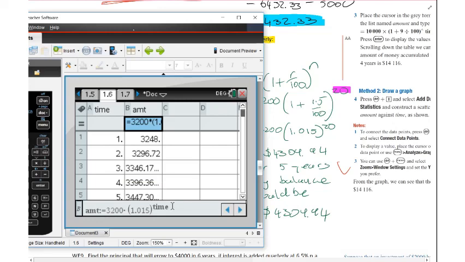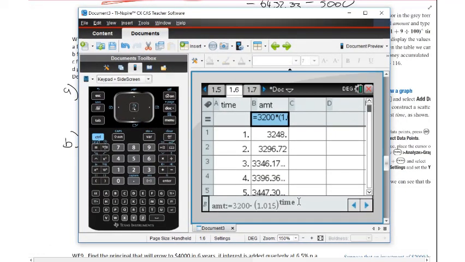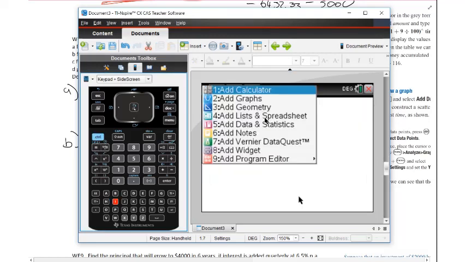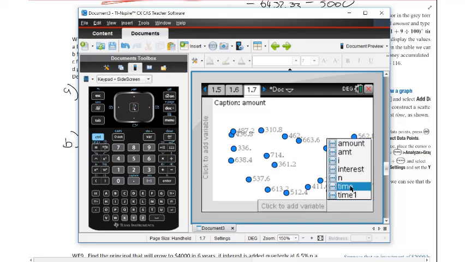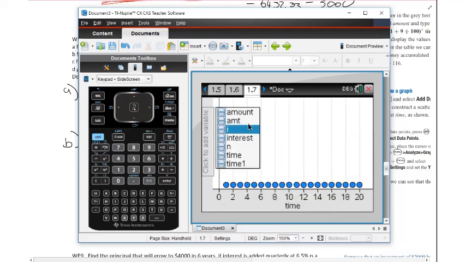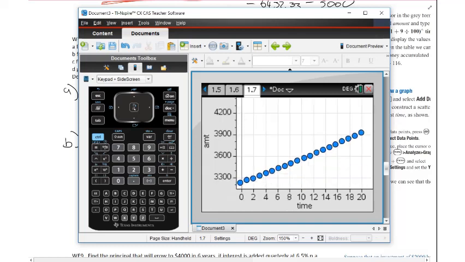And then I can do, let's bring that back over, Control I, add data and stats, go time, go AMT for amount, and there we go. We've plotted the data for those 20 quarters. And if you had to comment on that, you'd be saying that the graph is exponential as the interest is added at the end of each quarter, and the following interest is calculated on the new balance.